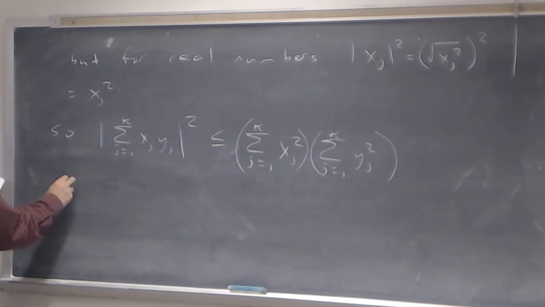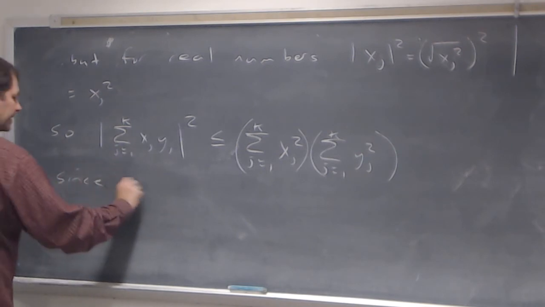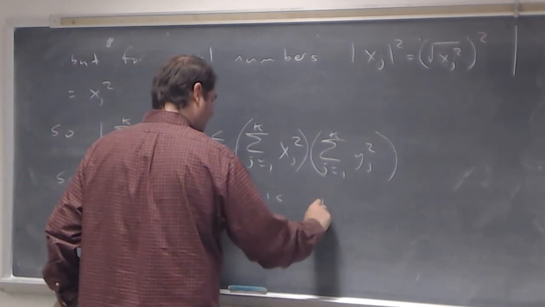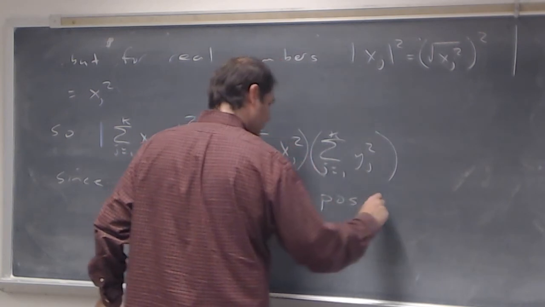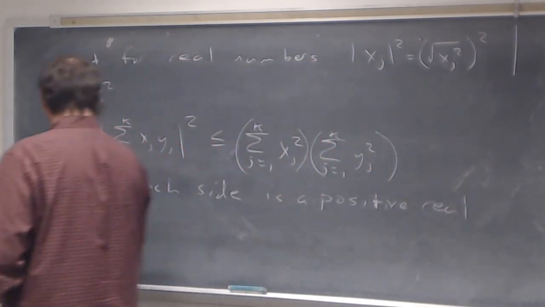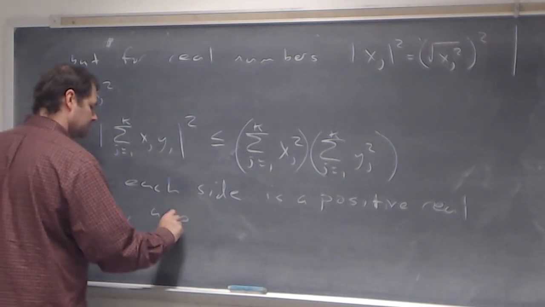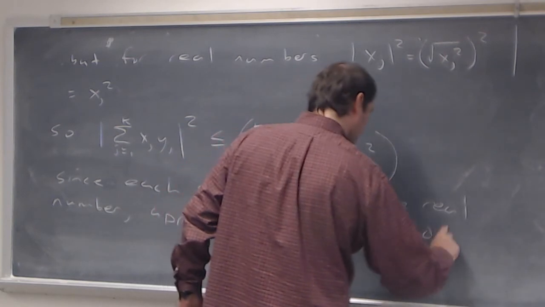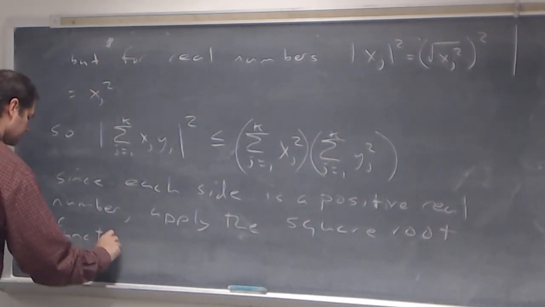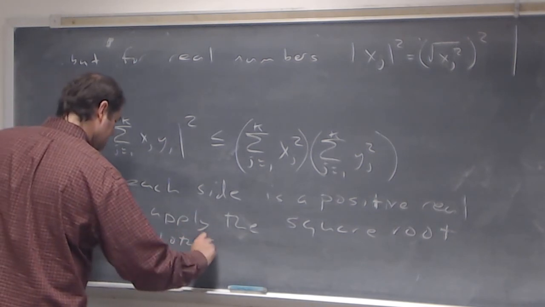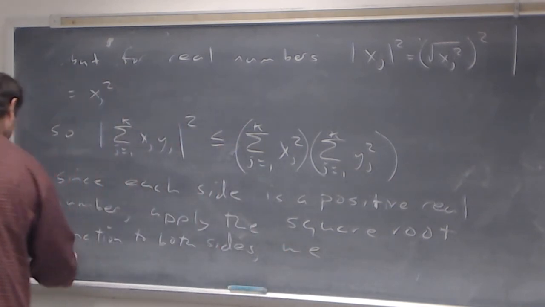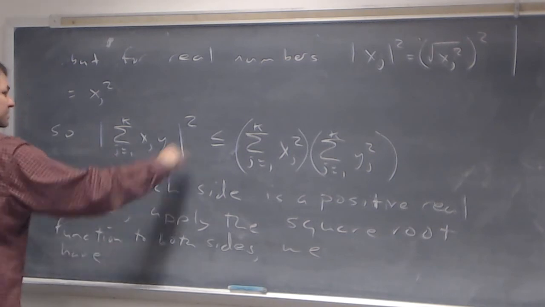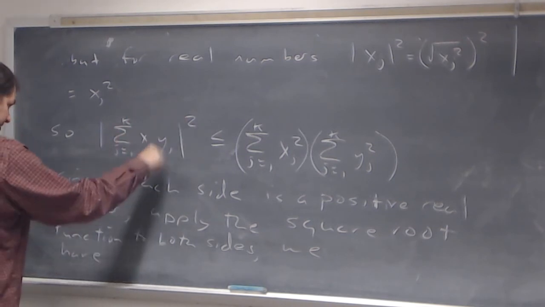Since each side is a positive real number, applying the square root function to both sides, we have, okay, you take the square root of this, the square root and the square would cancel with each other because this is positive.